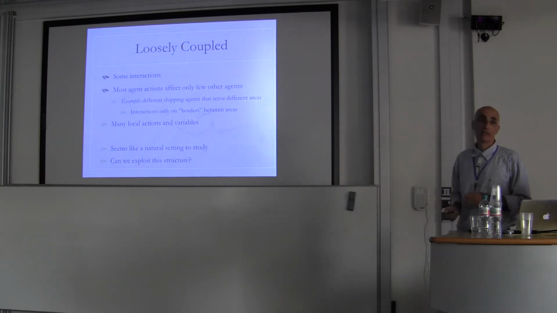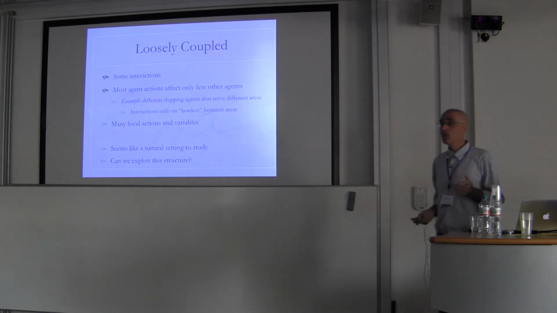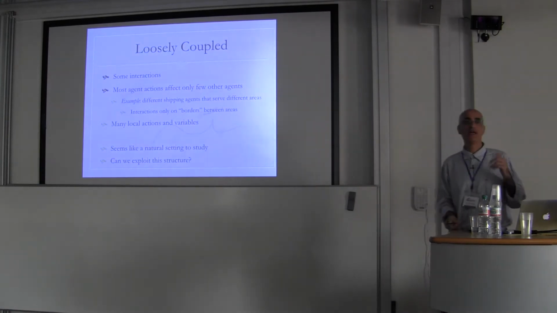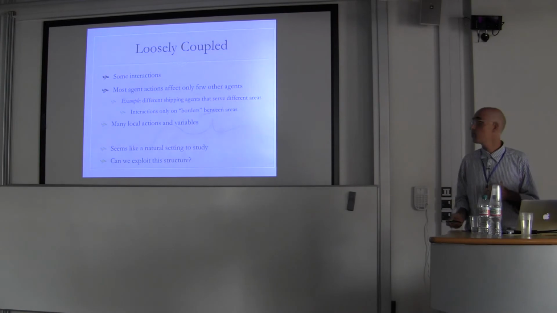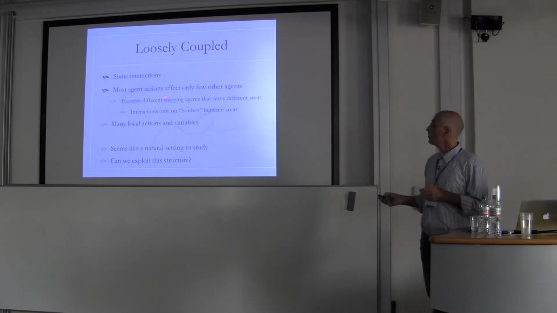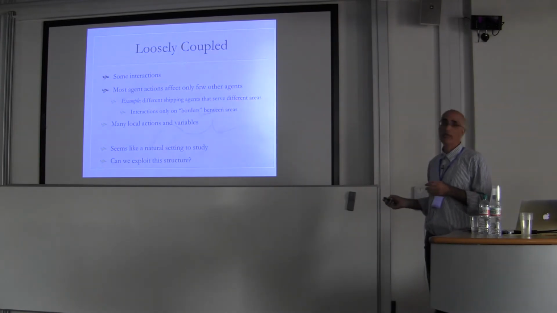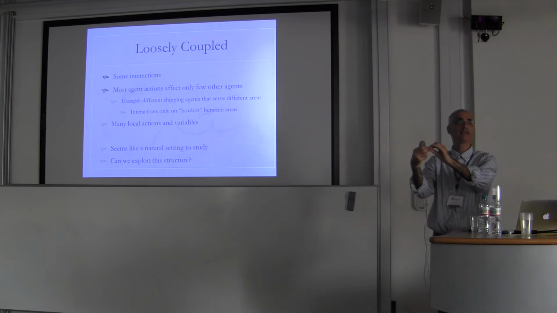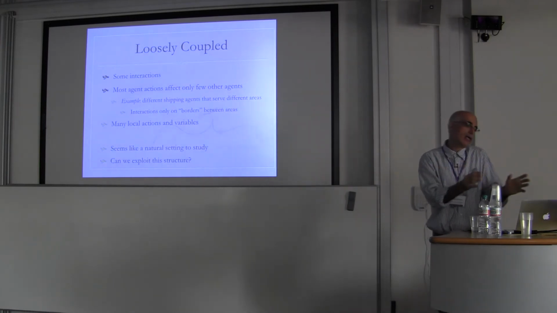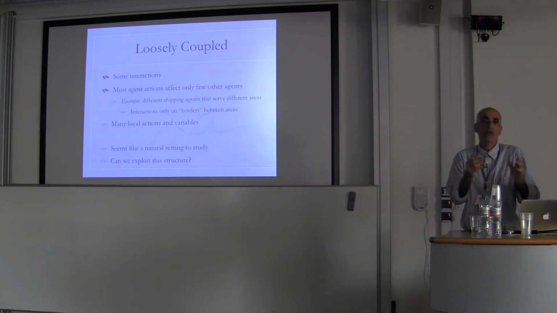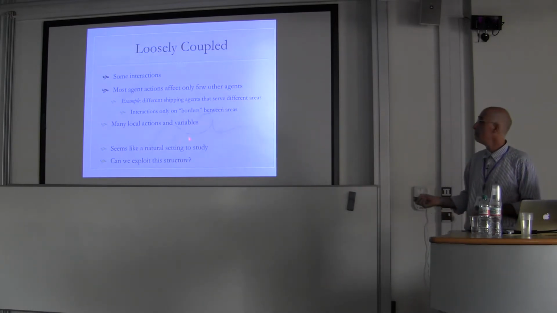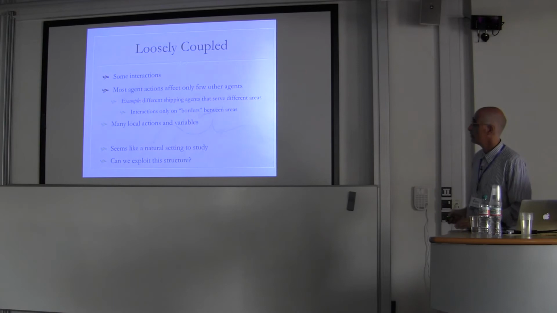What's the interesting case? The loosely coupled systems. So there are some interactions. Most agent actions affect only a few other actions. In fact, most agent actions affect only themselves. So if you have different shipping agents that serve different areas, like in the example that I gave you, right? They only have these places where they interface, but most of the actions are done in their own area. They don't impact anyone else. That's a good example of this. So there are going to be many local actions and many local variables.